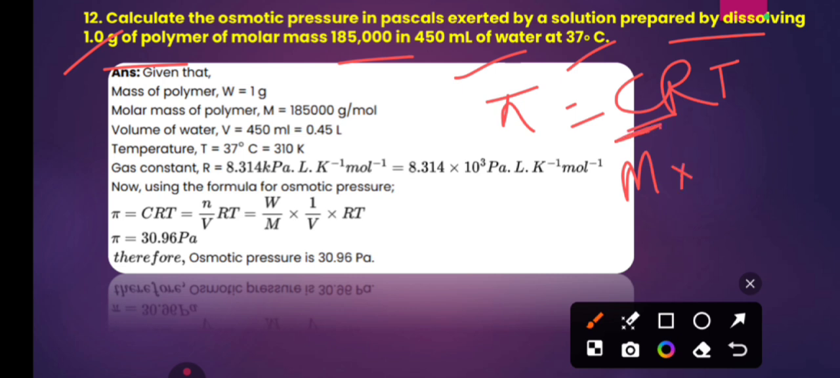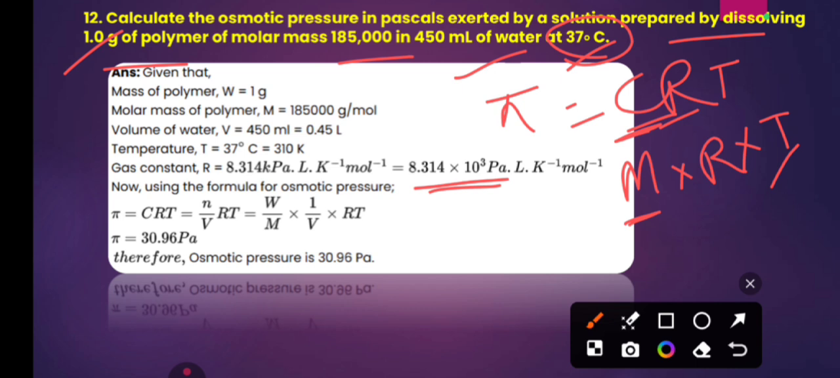Into R. What is R here? This value you should know in Pascal. It is given to you, 8.314 into 10 to the power 3 Pascal. If it is not given you have to learn it. And this is molarity. R value you should know, and T you have to take in Kelvin only. So add 273 to that, and you will get the value of temperature also.